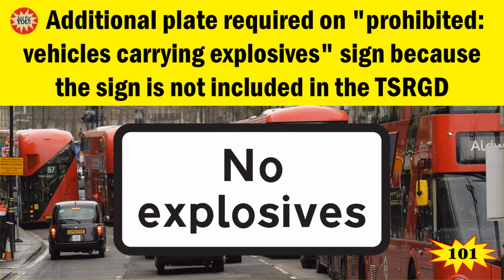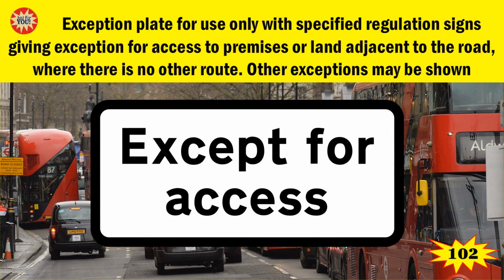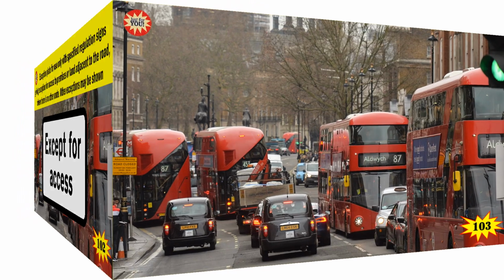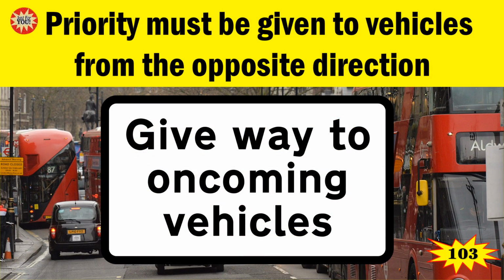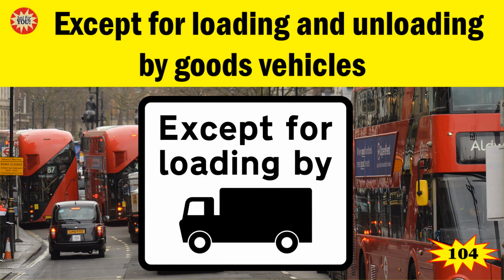Additional plate required on prohibited vehicles carrying explosives sign because the sign is not included in the TSRGD. Exception plate for use only with specified regulation signs giving exception for access to premises or land adjacent to the road, where there is no other route. Other exceptions may be shown. Priority must be given to vehicles from the opposite direction. Except for loading and unloading by goods vehicles.